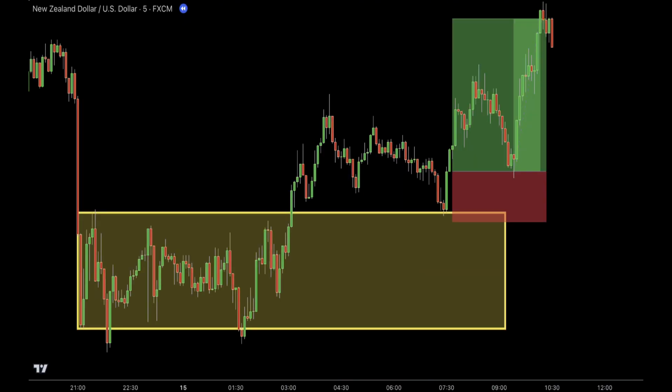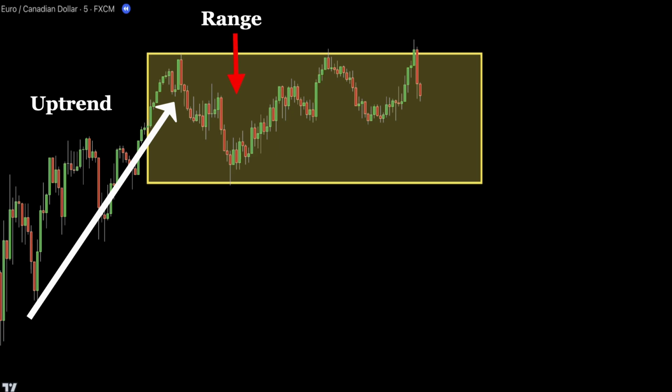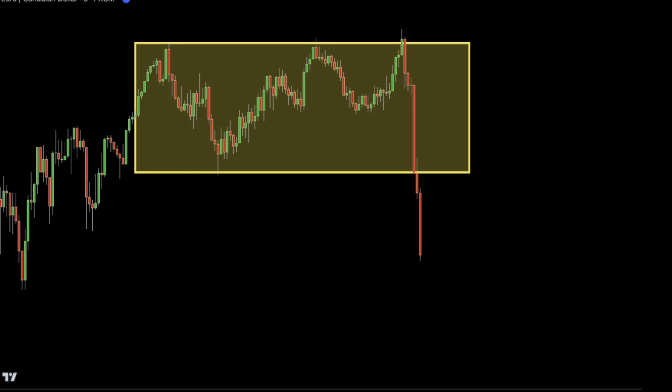As you can see on this chart, the market moves up, confirming a winning trade with a great risk to reward ratio. Now, let's look at another example. The market is trending upwards, then enters a range. A liquidity sweep occurs, indicating a distribution, manipulation, and markdown pattern. After the liquidity sweep, the market moves down.